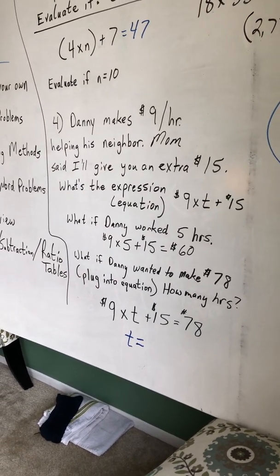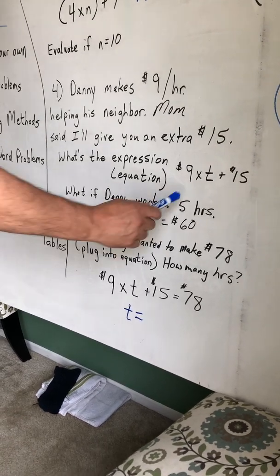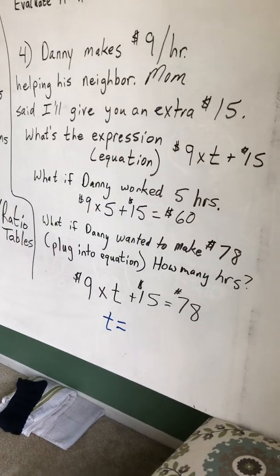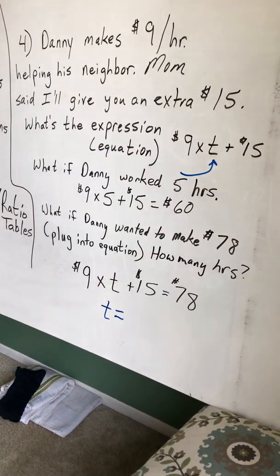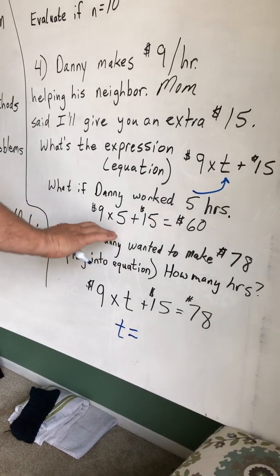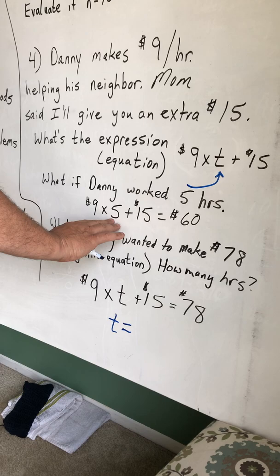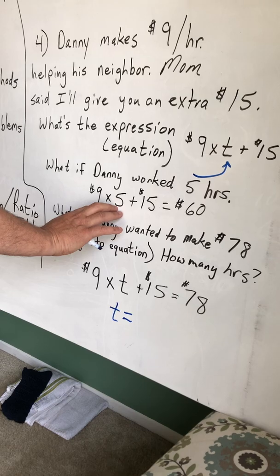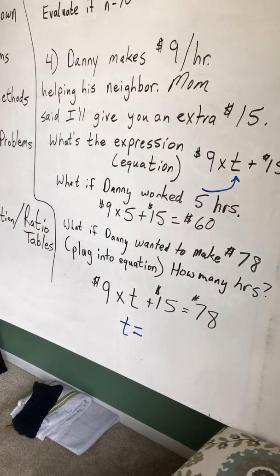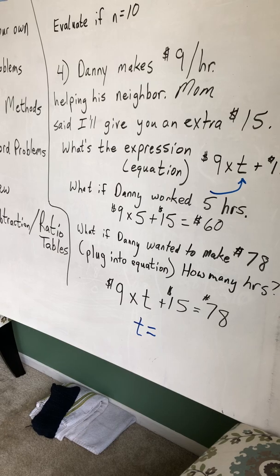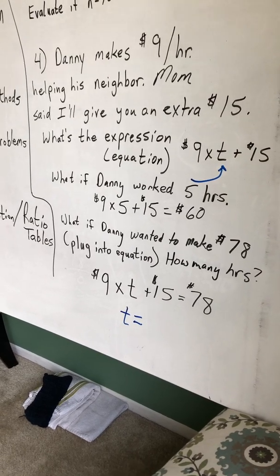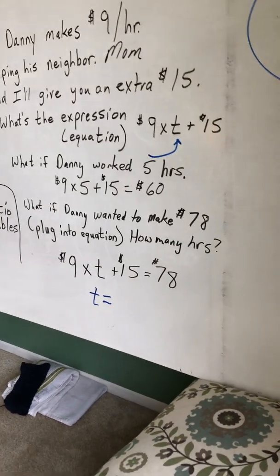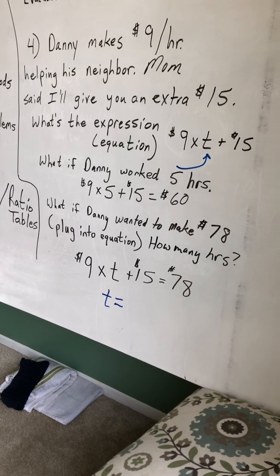That's our formula. And then they tell you, if you've got this written down, what if Danny worked 5 hours? Well, all you do is plug that in, which I did here. $9 times 5 hours. So the neighbor's paying him $45, plus Mom's 15, he gets $60. I'm sure all of you are going, oh yeah, that's easy. So what about if the book says, what if Danny wanted to make $78?